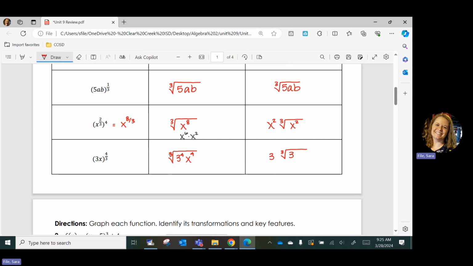Same thing for the x's. 3 goes into 4 once, so x to the 1 power gets to come out, but then you're left with a 1. So x to the 1 power has to stay in as well.